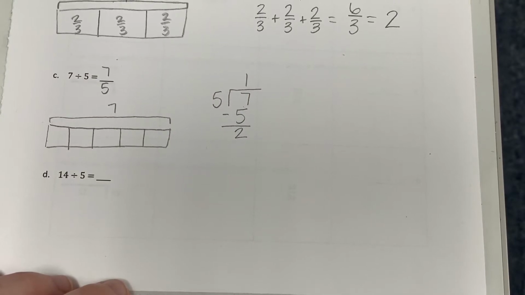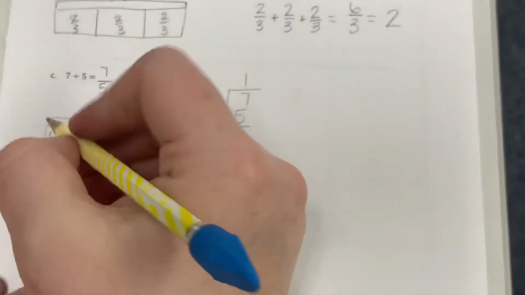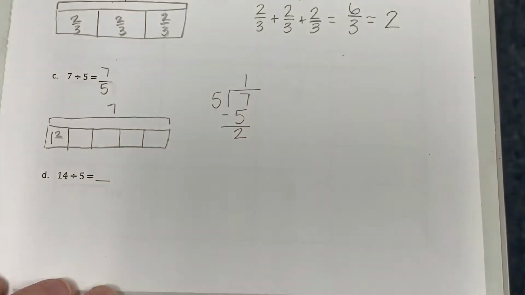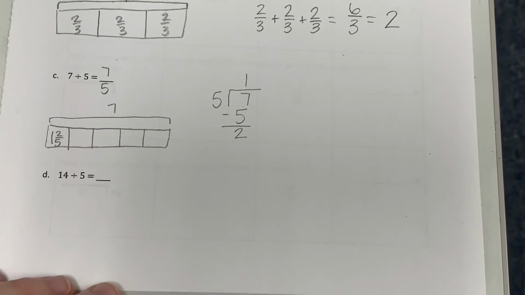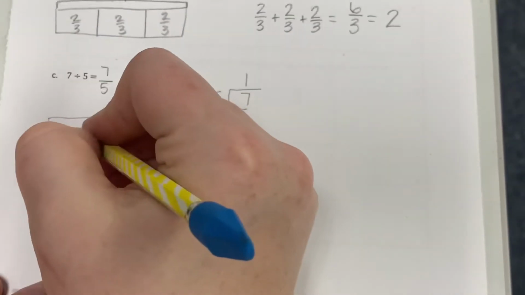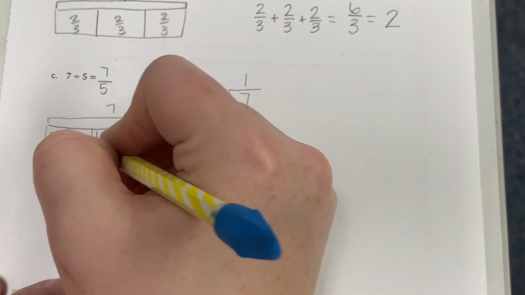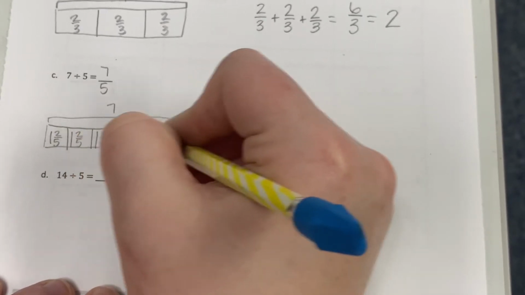So I need to put this back together. How many whole times did it go in? 1 whole time. How many do we have left? 2. And what is our denominator? 5. So 1 piece is worth what? 1 and 2 fifths. So then this next piece is worth 1 and 2 fifths. And the next piece? 1 and 2 fifths. And the next piece? 1 and 2 fifths. And the last piece? 1 and 2 fifths.